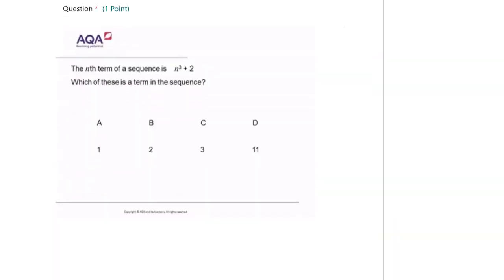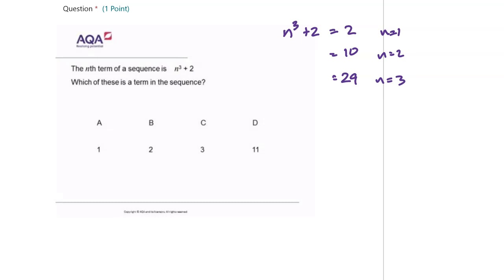Very good. Getting closer. The nth term of a sequence is n cubed plus 2. Which of these is a term in the sequence? So if my sequence is n cubed plus 2, when n equals 1, I'm going to get 1 cubed plus 2 is 3. When n equals 2, I'm going to get 2 cubed, 2, 4, 8 plus 2 is 10. When n equals 3, I'm going to get 27 plus 2, 29, etc. You can see that we're going along pretty quickly here.